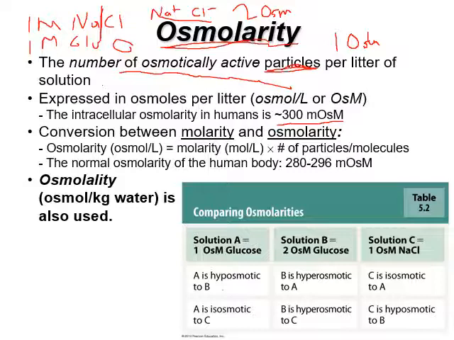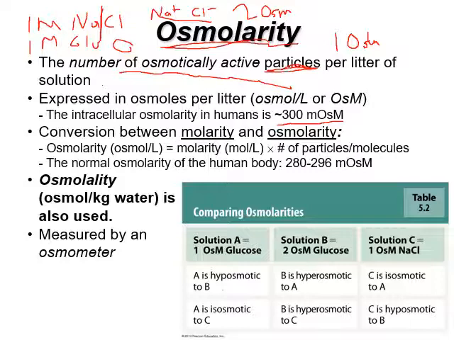And let's look at solution B compared to A. 2 compared to 1. 2 is higher than 1, so B is considered what we call hyperosmotic, above the osmolarity of solution A. And B is also hyperosmotic to C because C is 1 osmole.